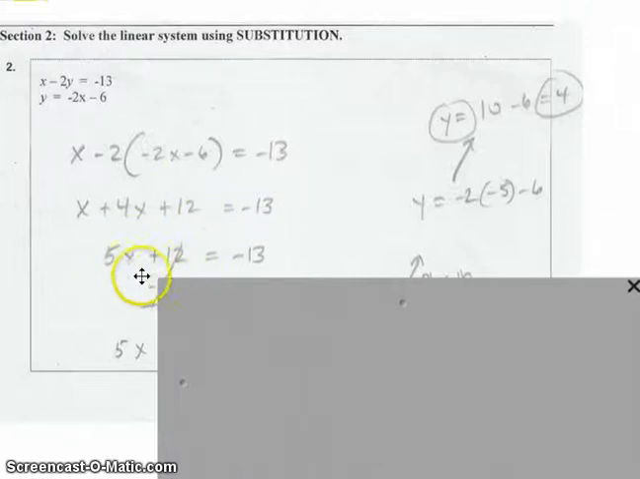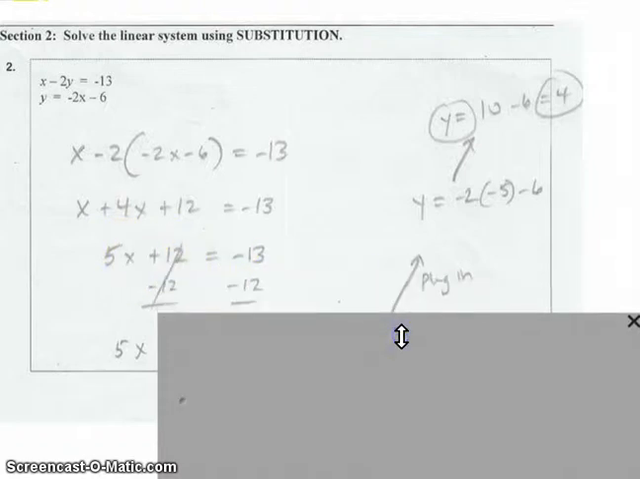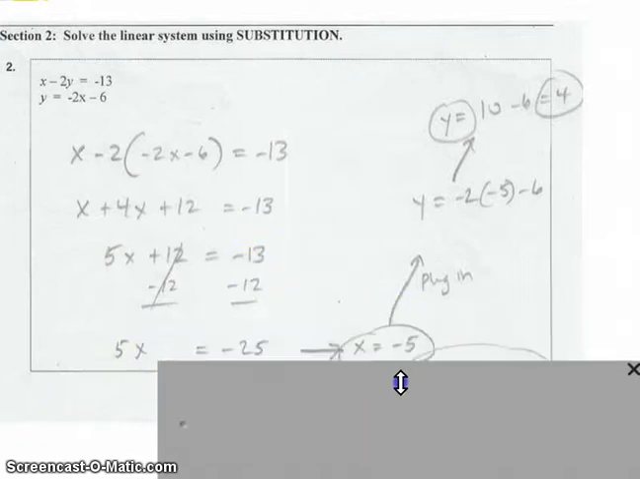Well, I want x by itself. Now I've just got the 1x. Now let's get it alone. Move the 12 over by subtracting it away, and I'm going to end up with just 5x on the left, and the right side is going to be negative 25. Well, if 5x is negative 25, then x is negative 5, like I say here.